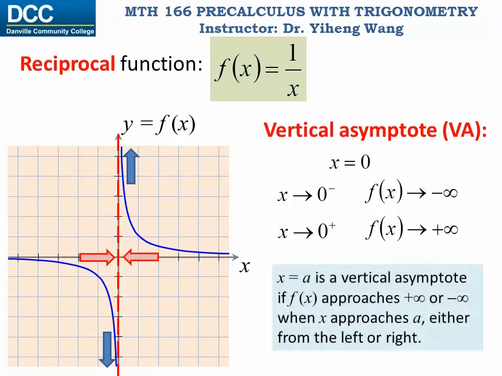In general, x equals a is a vertical asymptote for the function if the function value approaches either positive or negative infinity when x approaches a either from the left or from the right.